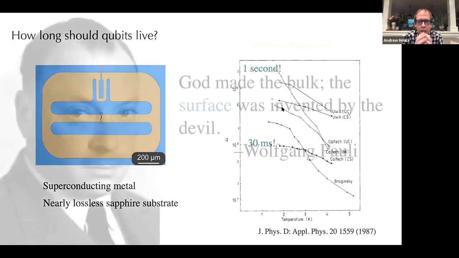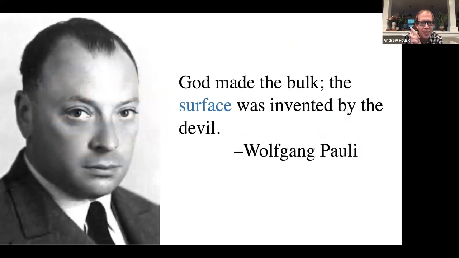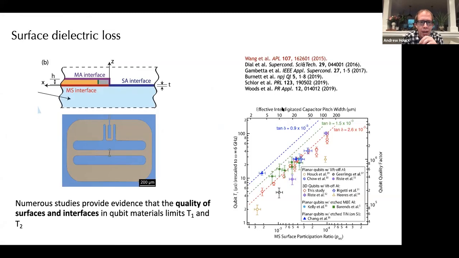So what's the problem? Well, there's this quote: God made the bulk, this surface was invented by the devil, and it's particularly true for quantum devices. So it's been known since the mid-2010s that surface properties matter quite a bit for quantum devices. If you take this capacitor here, which comes from these 2 blue pads, and you just move them further apart, less of your electric field lives in the part of the dielectric near the surface. And as you do that, the quality factor of your device goes up.